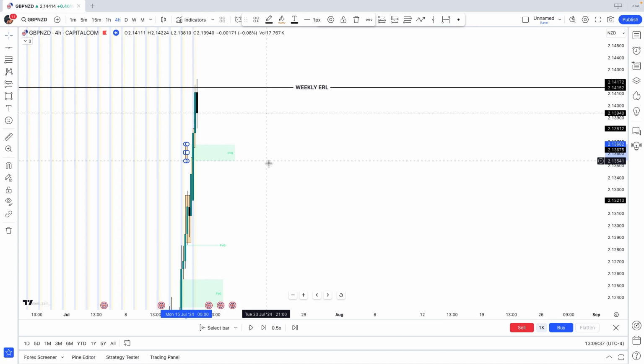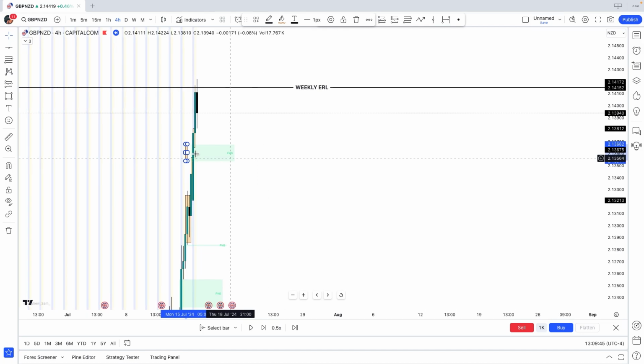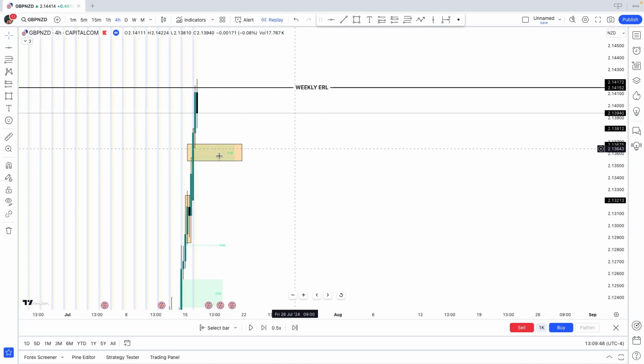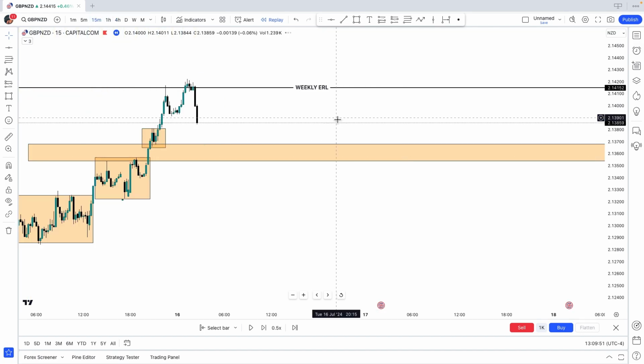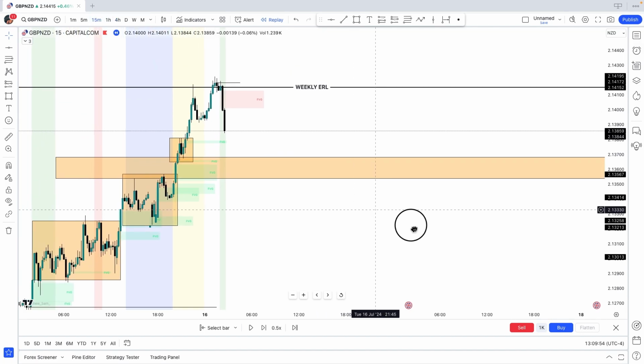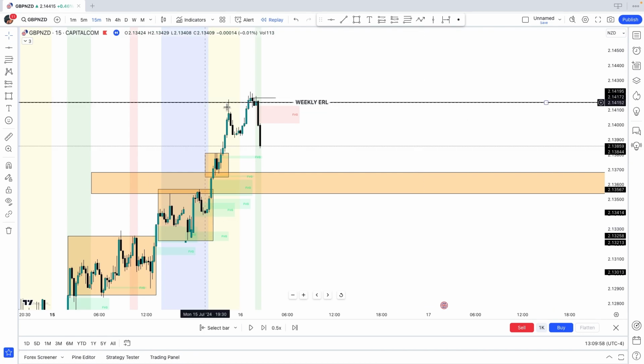It's very simple from ERL to IRL, but you're using your market maker models on a high probability day. We had news also today, so we could expect the manipulation. This is our fair value gap. So let's go back to 15-minute time frame. Now, the next thing that you want to see, we have taken this external range liquidity, we have displaced below, and then we have an easy target right here.